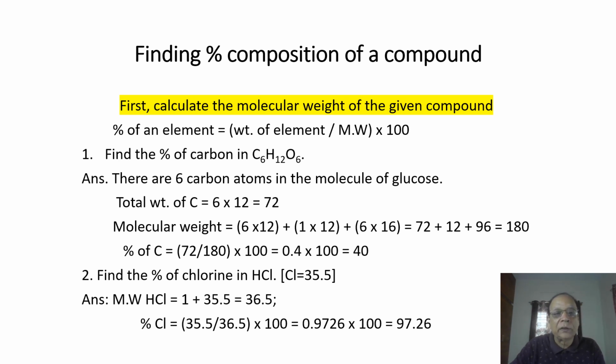Some examples are here. Find the percentage of carbon in C6H12O6, which is glucose. There are 6 atoms of carbon in the molecule of glucose. So total weight of carbon is 6 into 12, 72. Molecular weight of glucose is 180, as has been calculated here using this formula. And percentage of carbon, applying this formula, we have found out as 72 divided by 180 into 100. 72 by 180 is 0.4. So 0.4 into 100 is 40.